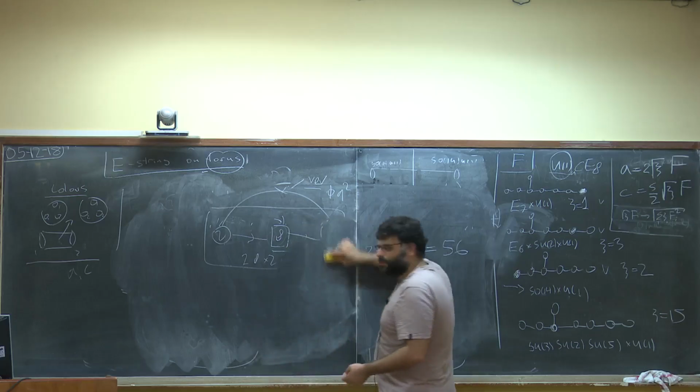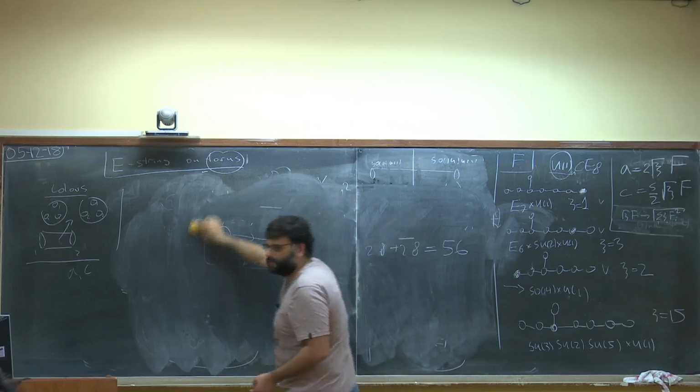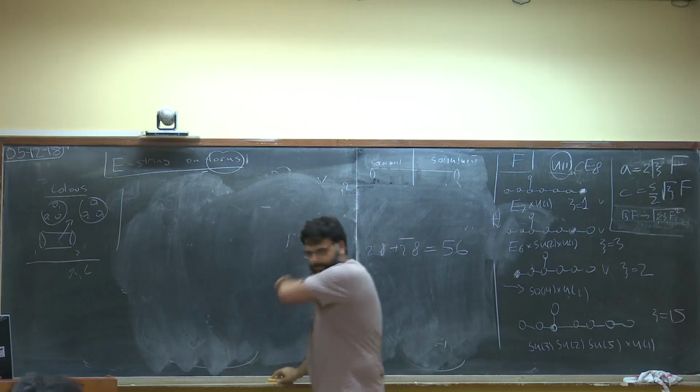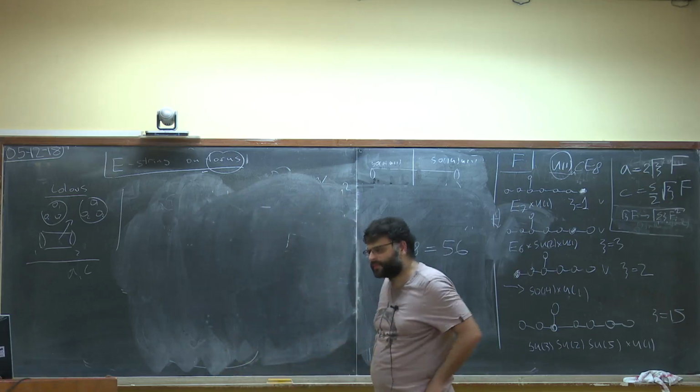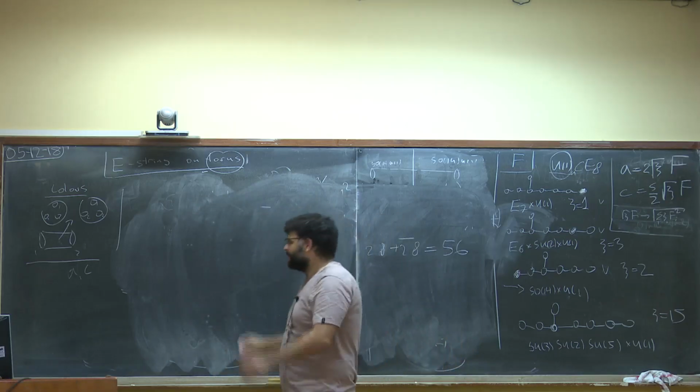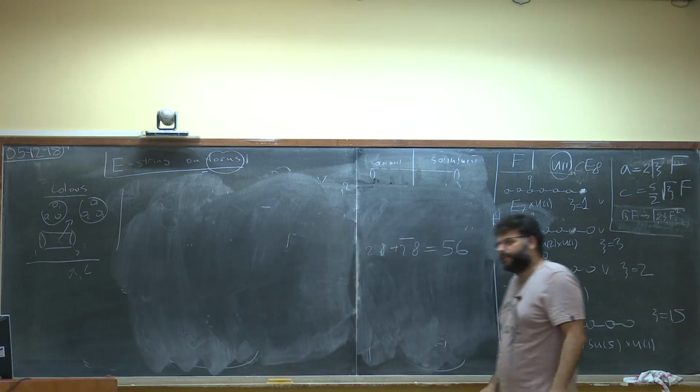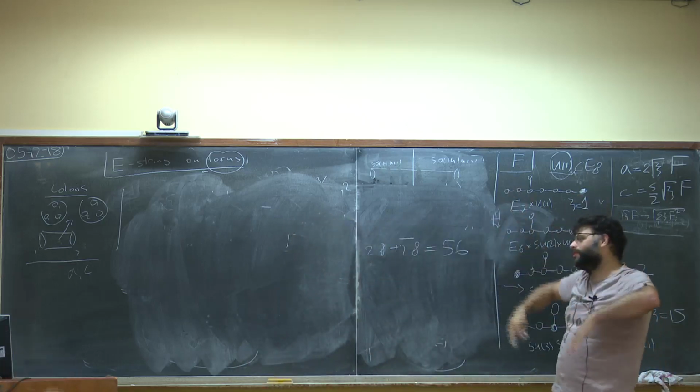Okay. How much time do I have? So the explanation was that you start with a theory that you know has E7, and you gave a vev that didn't break that E7. That's right. And the fact that the original theory had an E7 follows from that.